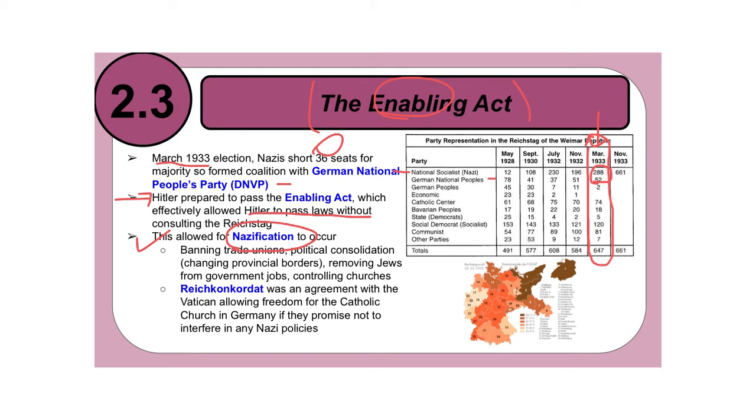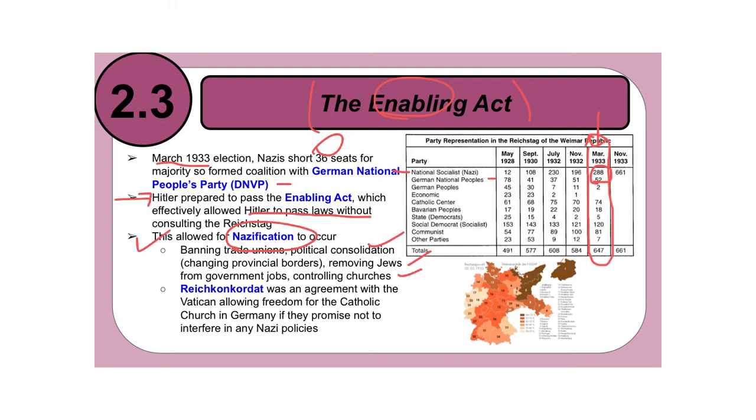What this means is that Adolf Hitler is going to ban trade unions. He's going to politically consolidate, which means he will change the borders within Germany. State borders within Germany, he would just arbitrarily change them. He also removed Jews from any government job, and he also started controlling churches, regulating what pastors would say at the pulpit, regulating what other churches could do and say in terms of the Nazi regime.